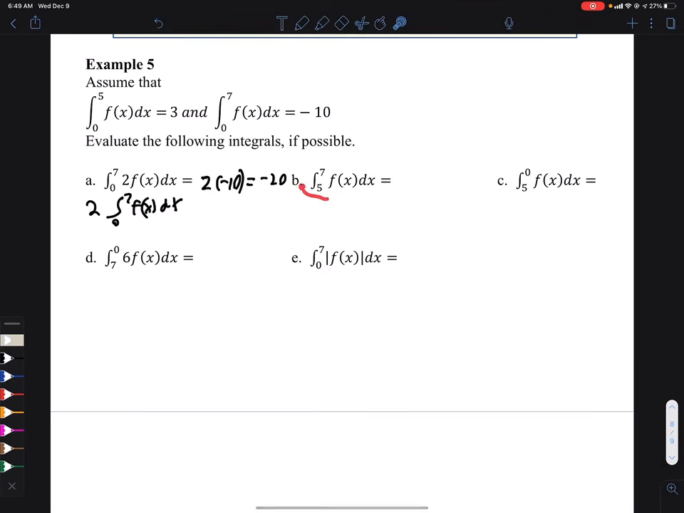The integral from 5 to 7, how am I going to get that? I don't have a 5 to 7. But remember that property. I'm not going to put all my f of x's and dx's because I don't have space here. I remember 0 to 7 is 0 to 5 plus 5 to 7. Remember that? That's that property. These have to be the same, then it's that to that.